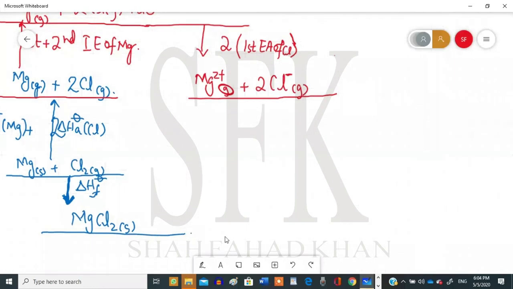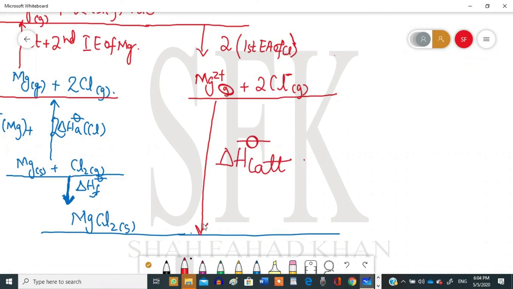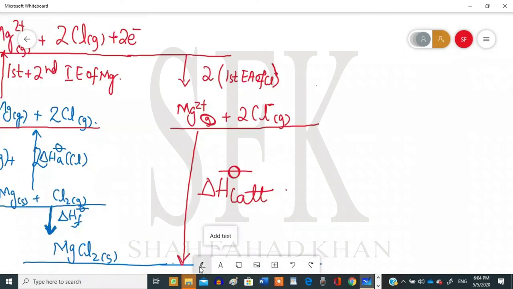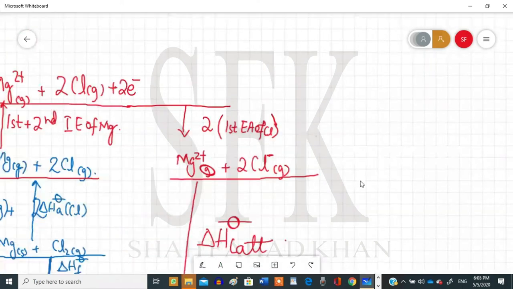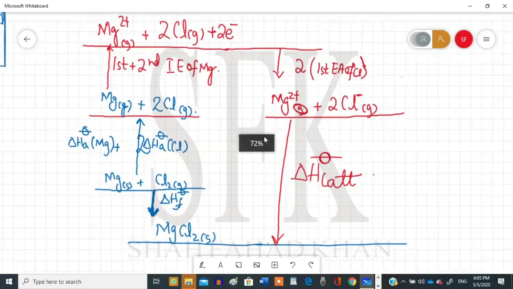Now once you've got magnesium ions in the gaseous state and chloride ions in the gaseous state, what do you do next? They'll combine together to form magnesium chloride solid. Again, this is fitting the definition of lattice energy. So the enthalpy change of lattice of magnesium chloride, you can label that as well. So this is again a Born-Haber cycle that you've made for magnesium chloride.